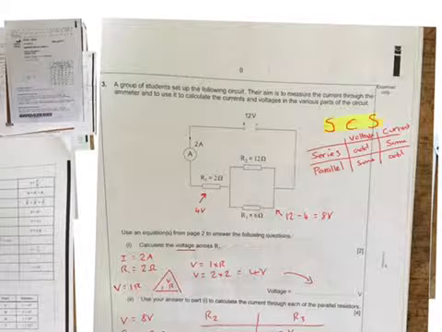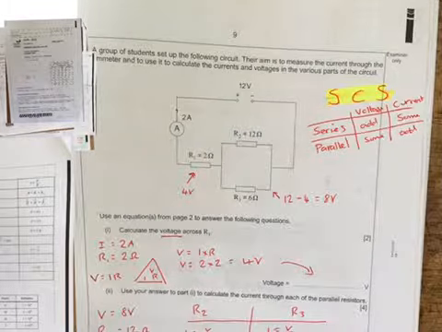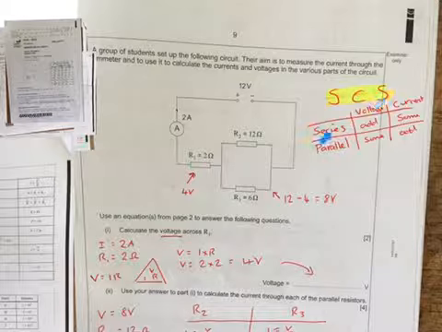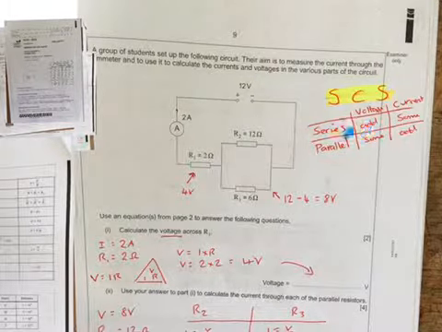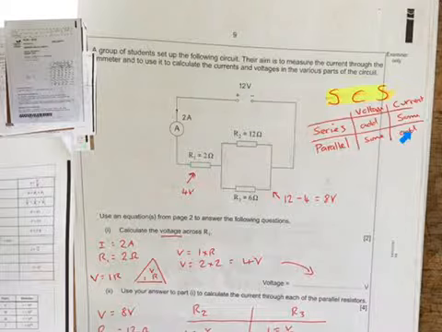Question 3 now. A group of students set up the following circuit. Okay. So SCS, voltage, current, series, parallel. Series current is the same, and then everything else is opposite. So it adds. So in a series circuit, the voltage adds up. In a parallel circuit, it's the same everywhere. In a parallel circuit, the current adds up.